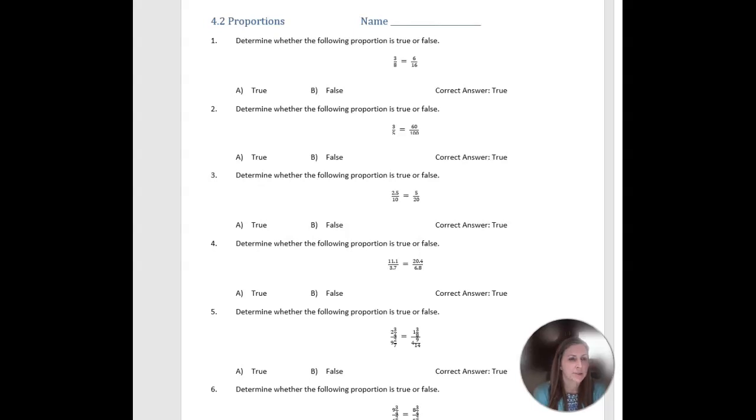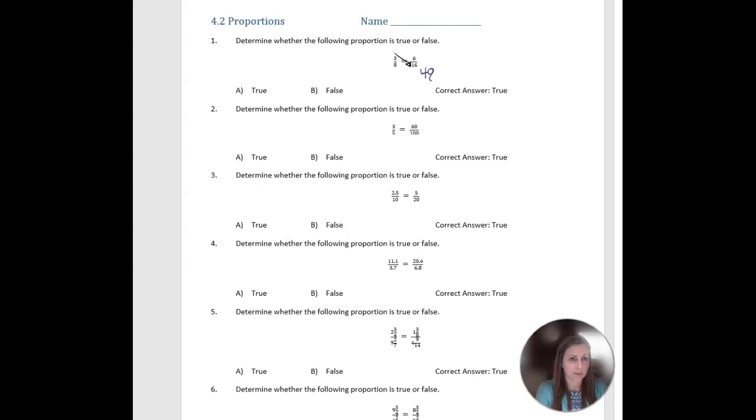So let's look at these problems. Determine whether the following proportion is true or false. I'm going to show you two ways to do this, okay? So first way is to cross multiply, okay? So what you'll do is you'll go across 3 times 16, okay? That's, oh my goodness, 48 is going to go over here.